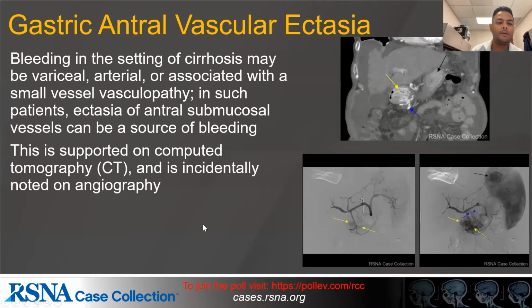So bleeding in the setting of cirrhosis may be variceal, arterial, or associated with small vessel vasculopathy, which is what we have here. And in these patients, ectasia of antral submucosal vessels can be a source of bleeding. This is supported on CT and can be incidentally noted on angiography, but is not usually treated endovascularly.